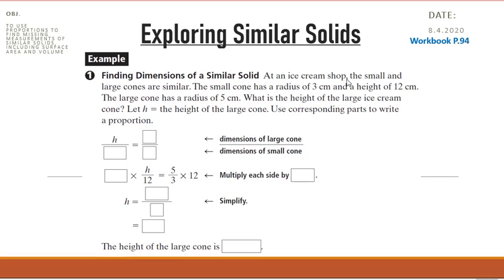At an ice cream shop, the small and large cones are similar. The small cone has a radius of 3 centimeters and a height of 12 centimeters. So this is for the small cone. And for the large one, the radius is 5. And the question asks about the height of the large cone. So to solve this, we need to set a symbol for the required, which is the height.